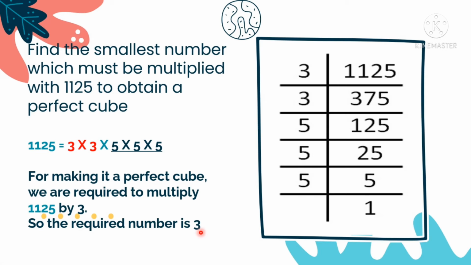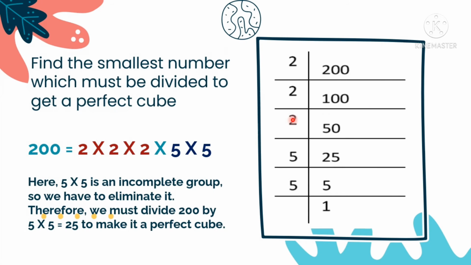Easy? Okay, let's take one more question, but in this case we have to find the smallest number by which we must divide. Now in this case we have to divide the given number to get a perfect cube. Suppose we have the number 200, and we have to find the smallest number by which 200 must be divided to make it a perfect cube.